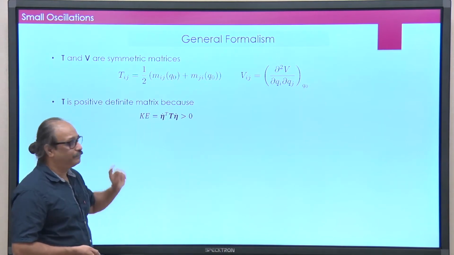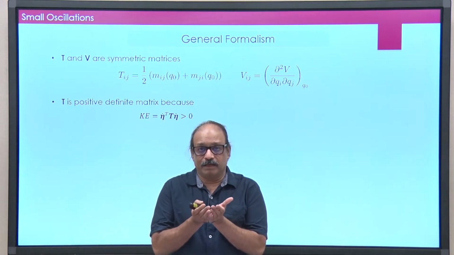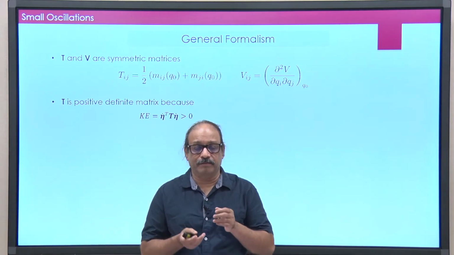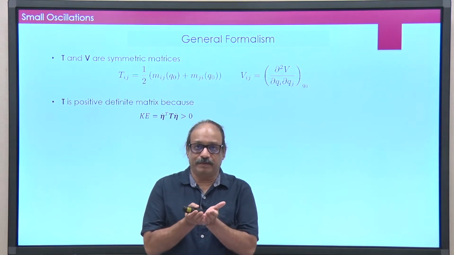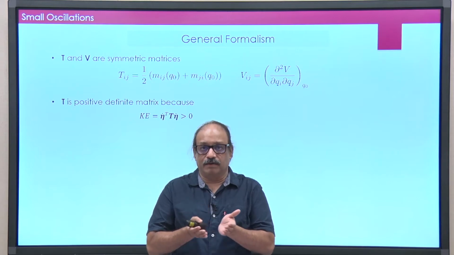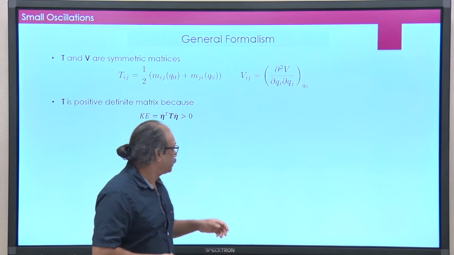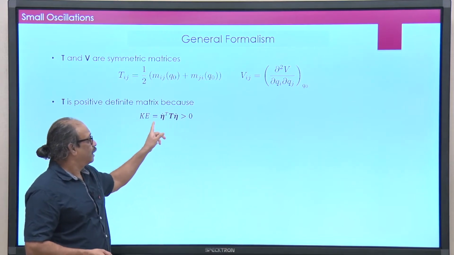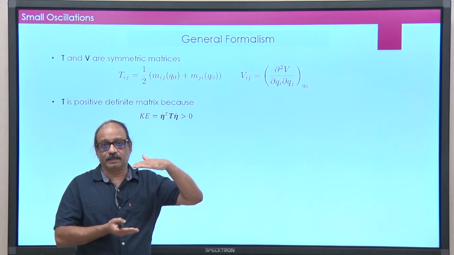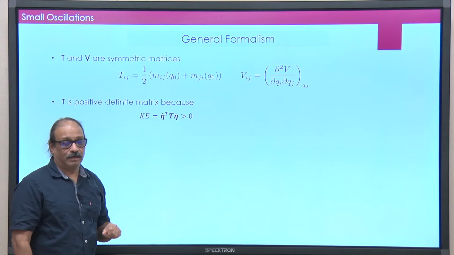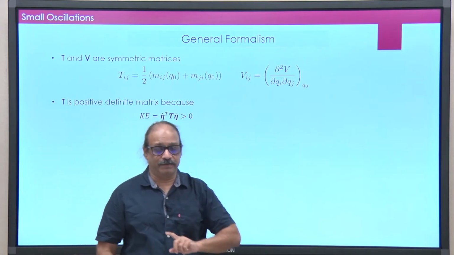And for kinetic energy we know that is true, because we are talking about small deviations from a stable equilibrium, and from the stable equilibrium the potential energy curve only goes up, and kinetic energy, which is represented by this, is the difference between total energy and the potential energy graph, and that is always positive. So, we know that the kinetic energy matrix is positive definite.